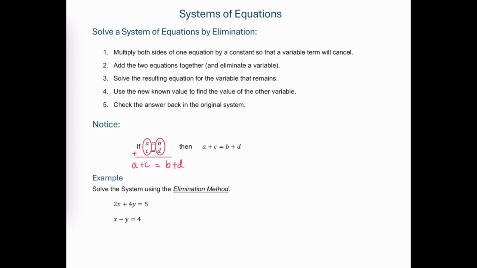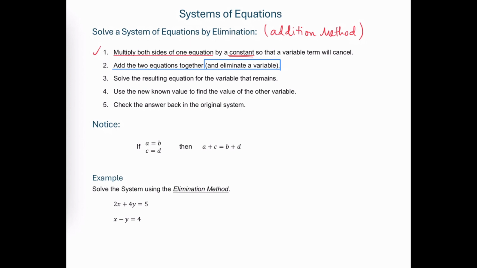Since we're essentially adding these two equations together, the elimination method is sometimes also called the addition method. When we add the two equations together, we do so in a way that one of the variables gets eliminated. And so what we might have to do first is to multiply both sides of one of the equations by a constant value so that when we do add them together, one of the variables is going to cancel out. We end up with a single equation, and this single equation should only have one remaining variable. And then we can solve for that variable.